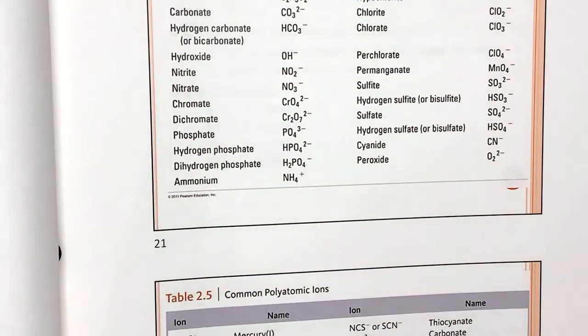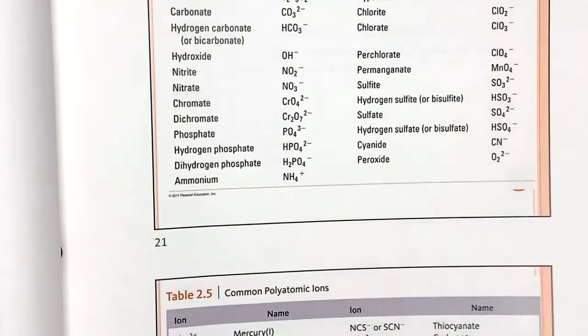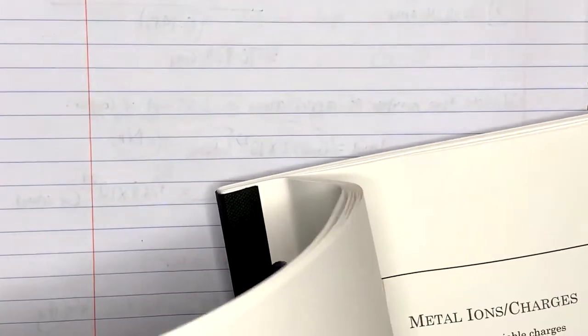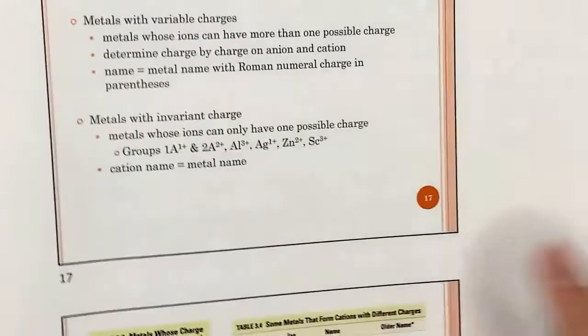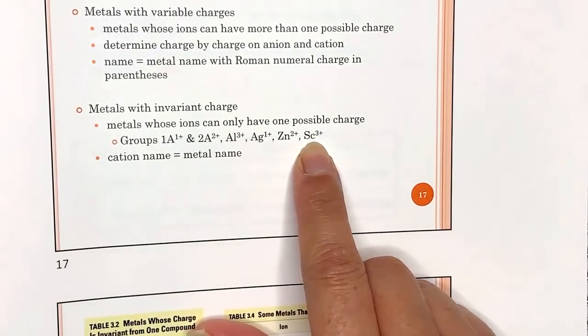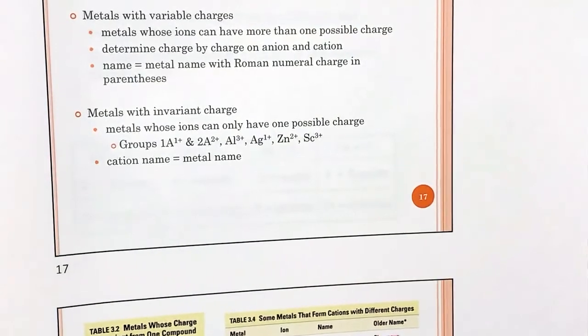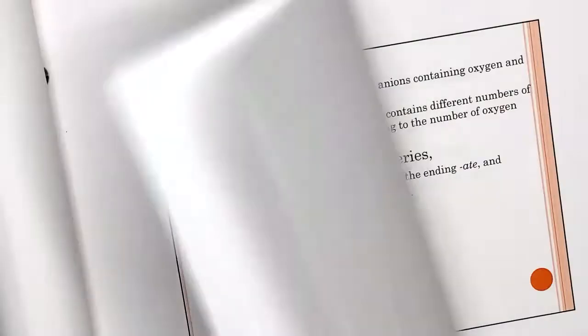That's it, okay? But most of the time it's going to be metal and non-metal, and you just have to decide: is the metal not changing charge or is the metal changing? To know whether the metal changes charge, all you have to do is memorize this list here, which is group 1, group 2, and these 4 here. If it's not on this list, they're all going to be variable, so go ahead and write down Roman numerals for it. All right, so that was ionic compounds.